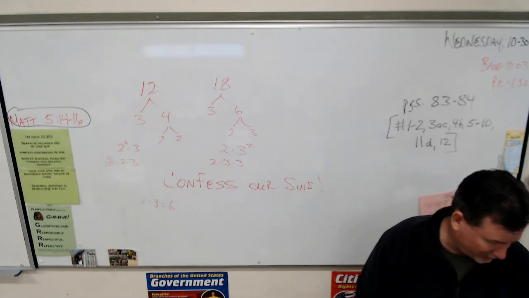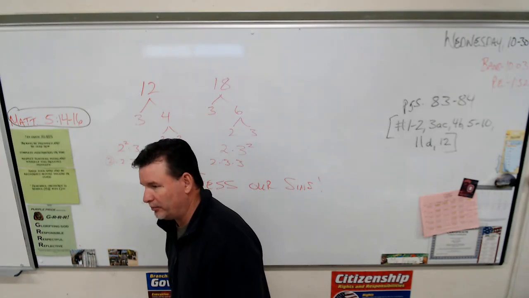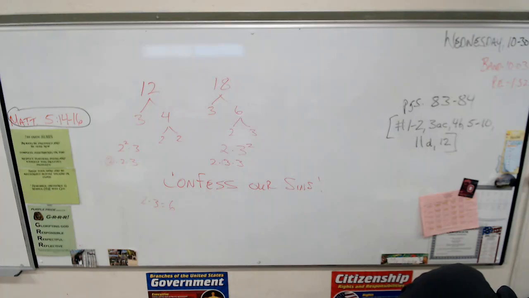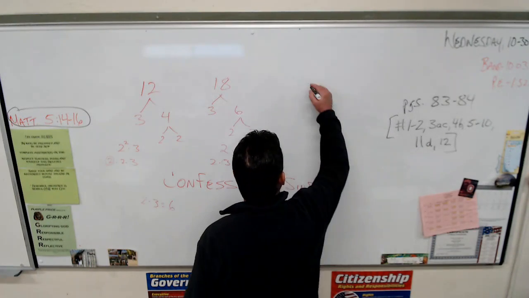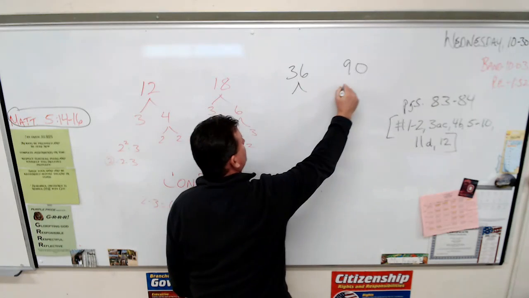Now, why didn't you find the greatest? Well, because you were trying to do it arithmetically or in your head. But if you look at number 3 and break it down like this, 36, 90.